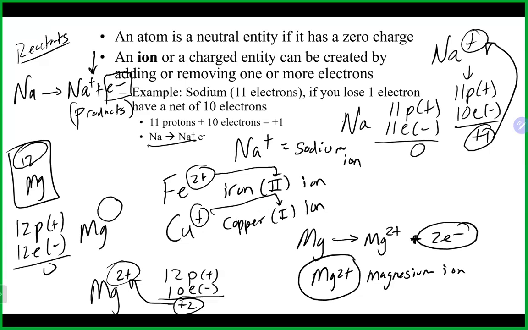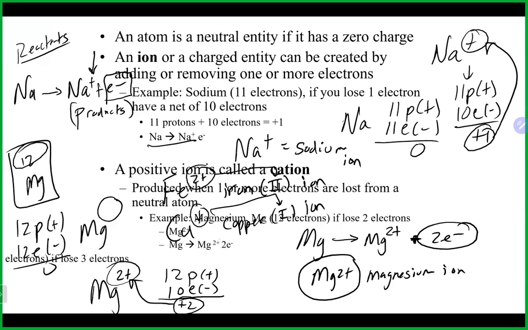So for non-transition metals, if it becomes a positively charged ion, it's just the name, with ion at the end. If it is a transition metal, except for a few which we'll talk about, you have to include the Roman numeral with it as well. Any questions on that? A little preview of naming coming up.